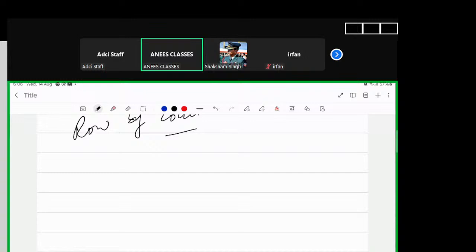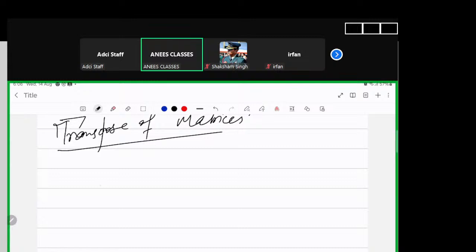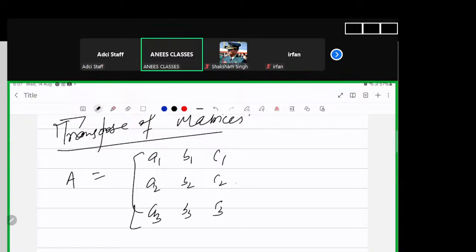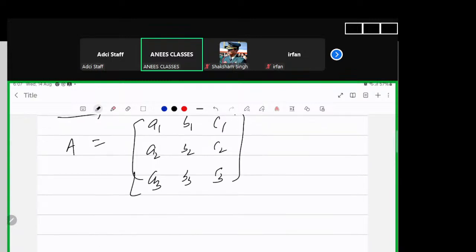Now transpose of matrices. Transpose of matrices. Suppose that I have A1, B1, C1, A2, B2, C2, A3, B3, C3. When you are taking transpose, that means A dash is the transpose. Row will go to column and column will go to row.